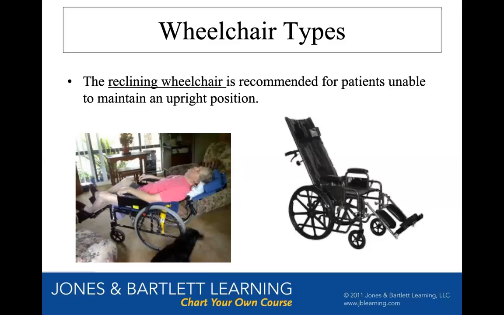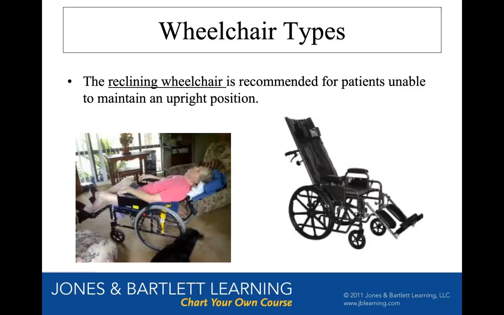So I don't like reclining wheelchairs for really anybody. I mean, they're really not appropriate for anybody that needs them. If somebody needs to be in some kind of recliner or positioning chair, they need to be in a tilt and space chair, in my opinion.